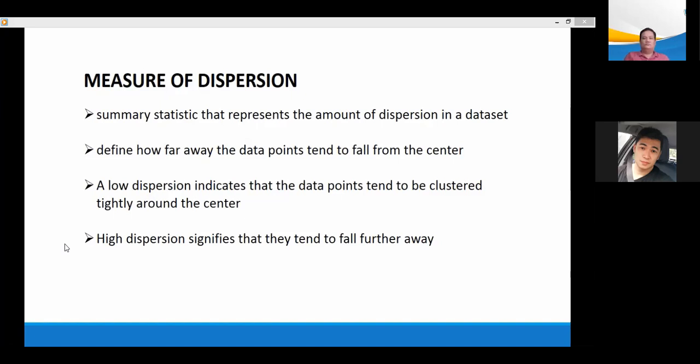We talk about variability in the context of the distribution of values. A low dispersion indicates that the data points tend to be clustered tightly around the center. High dispersion signifies that they tend to fall further away. In statistics, variability, dispersion, and spread are synonyms that denote the width of the distribution. Just as there are multiple measures of central tendency, there are several measures of variability.